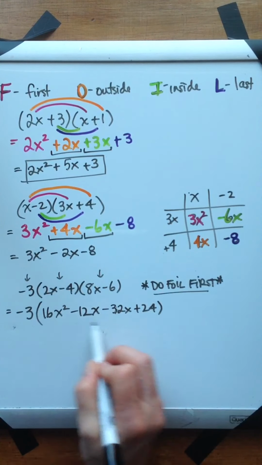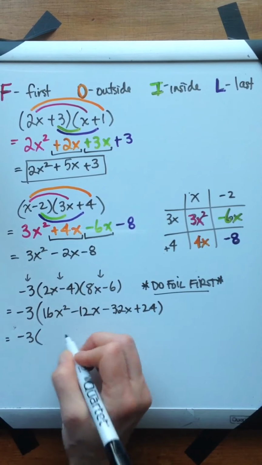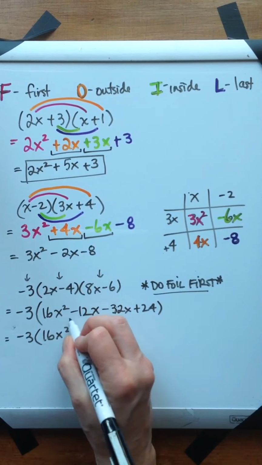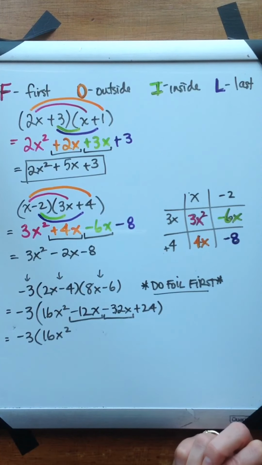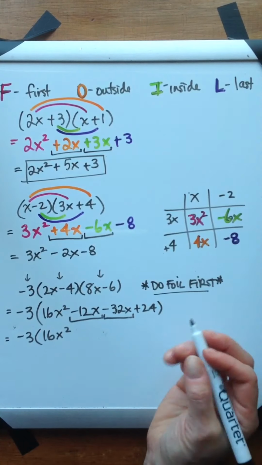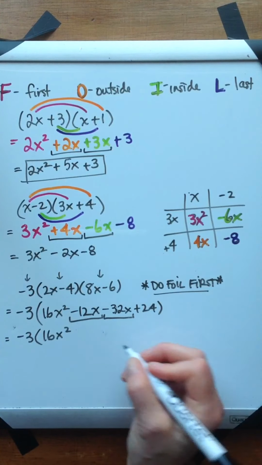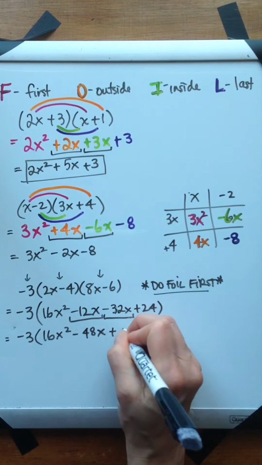Now at this point, I think I'm going to clean this up a little bit before we do the monomial distribution. And I notice that negative 12x and negative 32x are like terms. So I have negative 12 of these things and negative 32 of these things. That's a lot of negative things. That's negative 48 of those things, or of those x's.